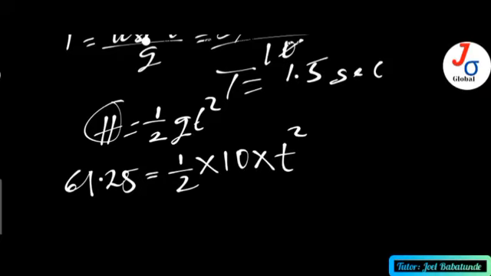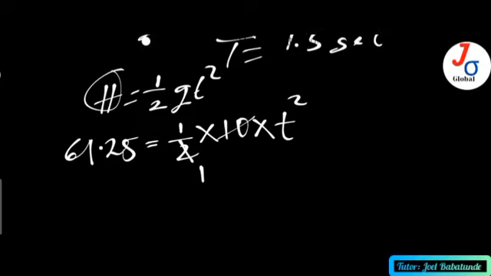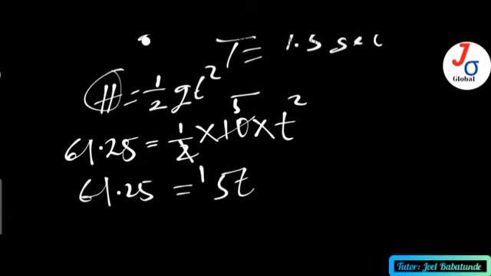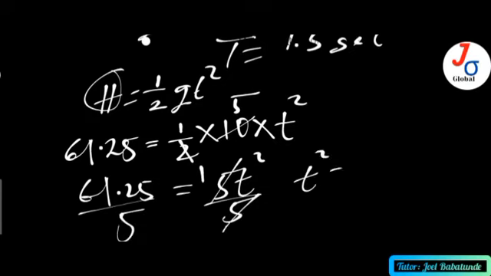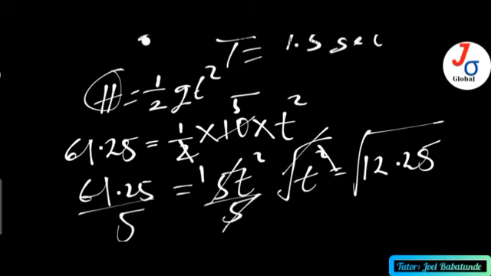And so I can multiply half by 10, and I have 61.25 equals 5t squared. I can divide both sides by 5. And so 5 cancels out 5. I'm left with t squared equals 61.25 divided by 5, that's 12.25. So square root both sides. So my t now becomes square root of 12.25. That's 3.5 seconds.